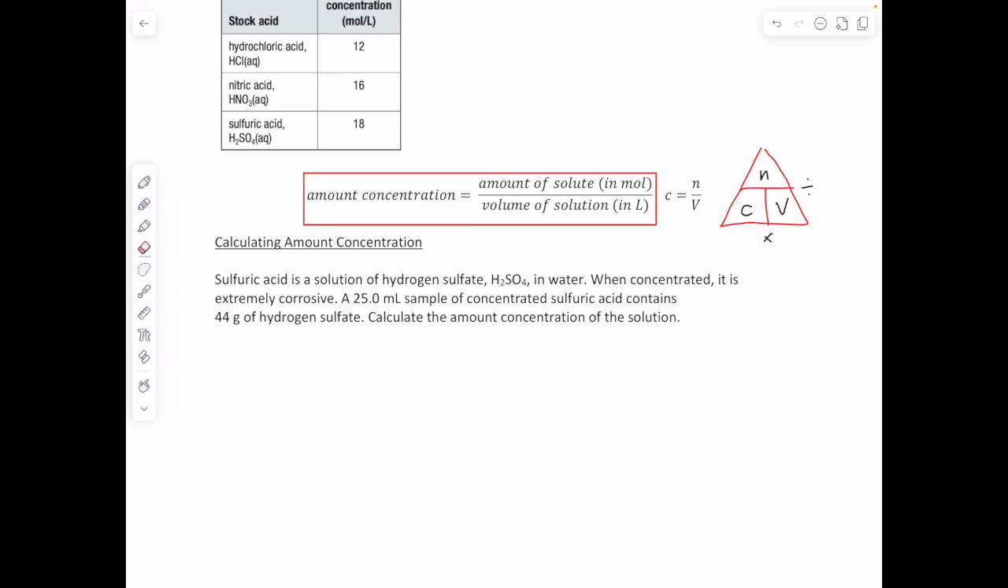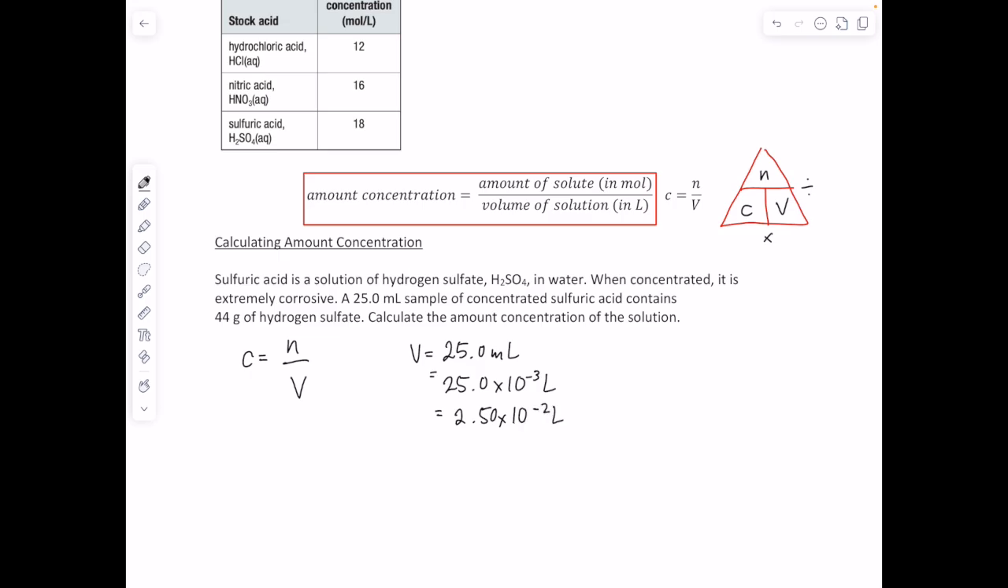Amount concentration is equal to the number of moles divided by the volume. The volume is given in this question. It's 25 milliliters, which is 25 times 10 to the power of negative 3 liters, or in proper scientific notation, 2.50 times 10 to the power of negative 2 liters.